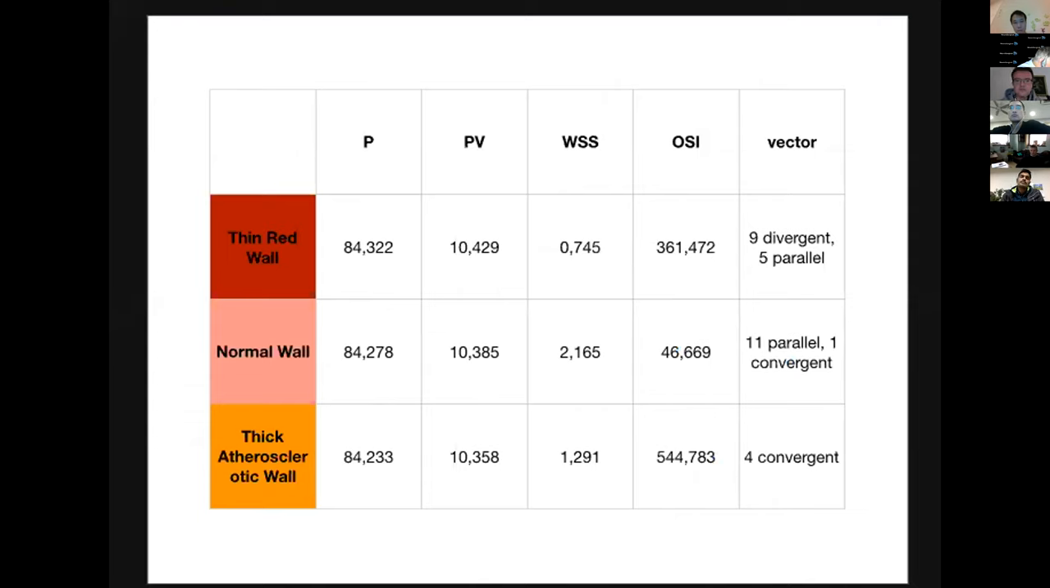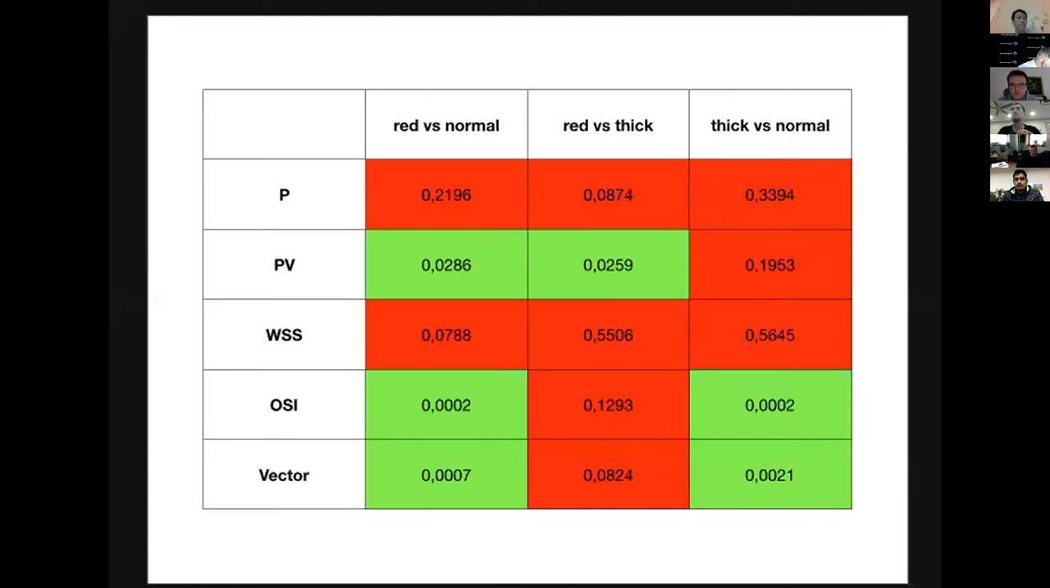Here we can see the average of the parameters collected for each kind of wall. We can see that thin red wall has a higher pressure and pressure variation and lower WSS. We can see also that the thick atherosclerotic wall has the higher mean value of OSI index, and a different pattern of vector diversification for each group. We performed a statistical analysis and we used the t-test for the comparison of mean values for continuous data and the Fisher exact test for the comparison of categorical data.